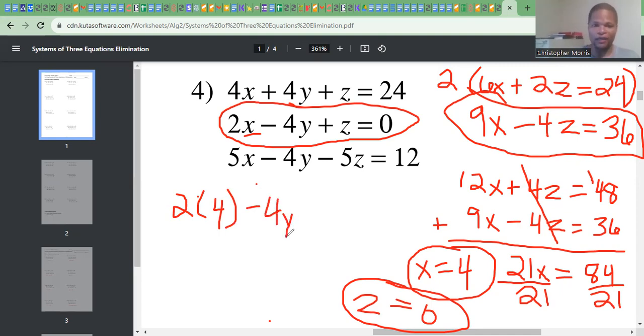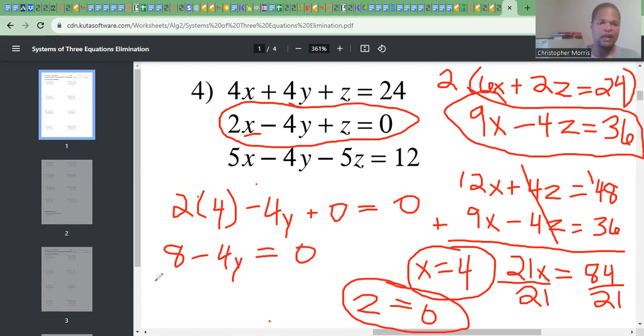Minus 4y. We don't know what y is quite yet. z is 0. I could say plus 0, but that's kind of redundant. But that's what it would look like if I were to substitute everything in. Well, 2 times 4 is really equal to 8. So now that reduces to 8 minus 4y plus 0. I'm not even going to say plus 0 because that's not necessary, right?